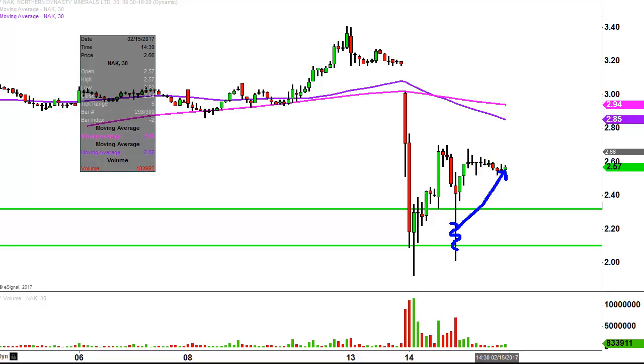So that's where we're just going to talk about, and really, update's probably not the right word, but more so just reiterate a couple of these levels that I talked about in yesterday's video. And these are the key areas of support. First level being right here at the $2.30 mark, and then the next one being down here at $2.10. Both did come into play today, and both ultimately did end up acting as support. So that's good to see.